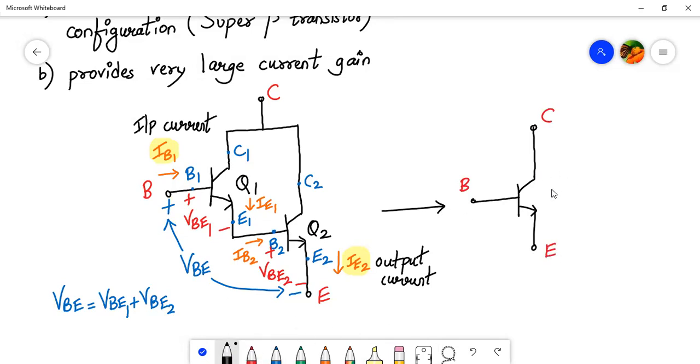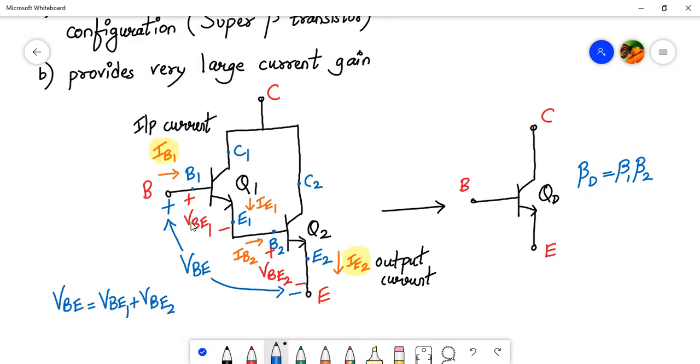And we call this transistor QD, standing for Darlington transistor, wherein the beta, which we will prove now, the beta of the Darlington pair, beta D, will be the product of the individual transistors' current gains, that is beta 1 into beta 2. All right, so that is what we will show.